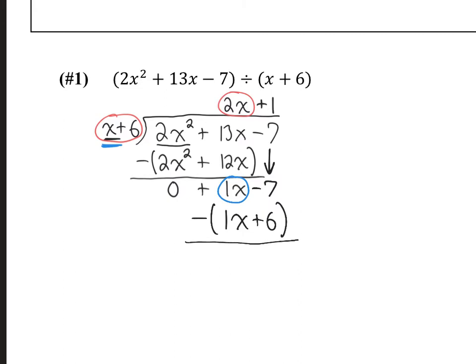So what's 1x minus 1x? Well, that is 0. What is negative 7 minus 6? That is negative 13. Be careful, it is not negative 1. It is negative 6, 7 minus 6, which is negative 13.